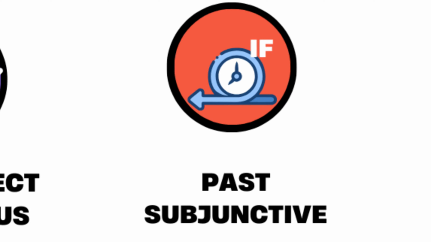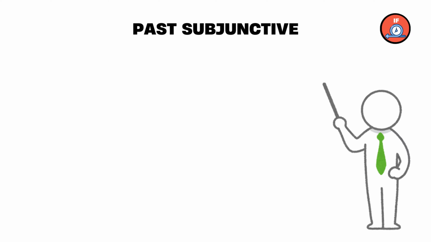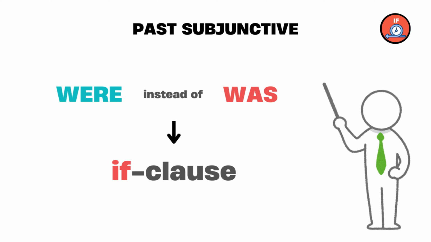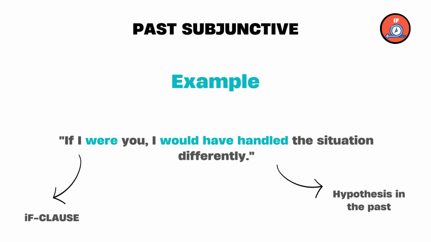Past subjunctive is used to express wishes, hypothetical situations, or suggestions that are contrary to reality in the past. It is often indicated by the use of were instead of was in the if clause of a hypothetical statement in the past. Example: if I were you, I would have handled the situation differently.